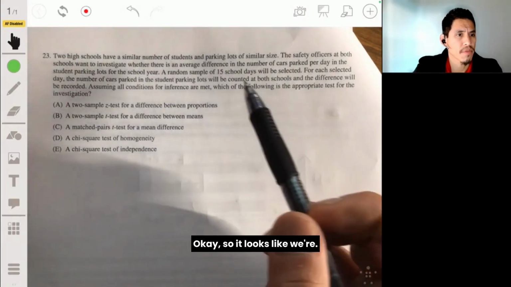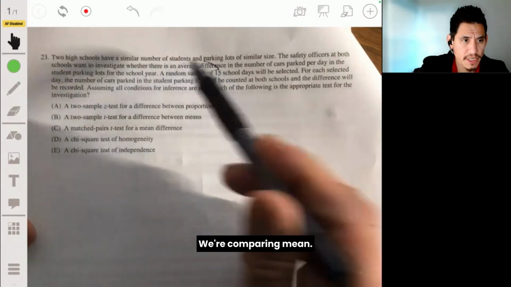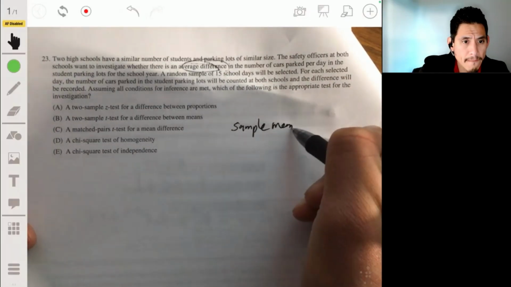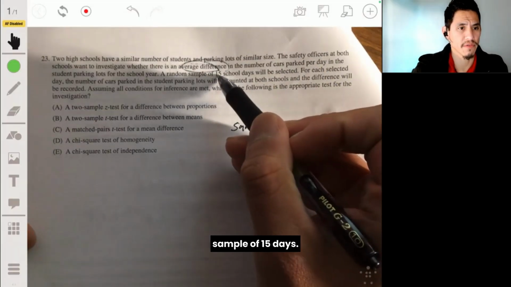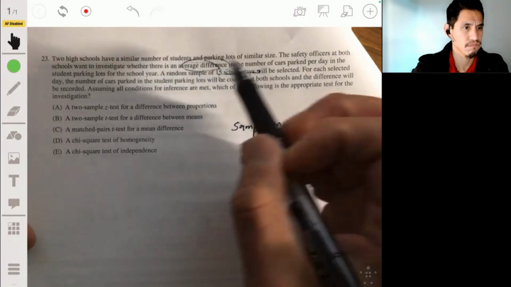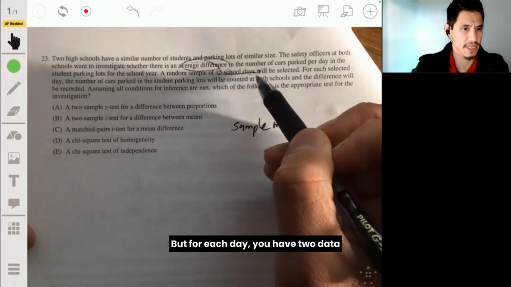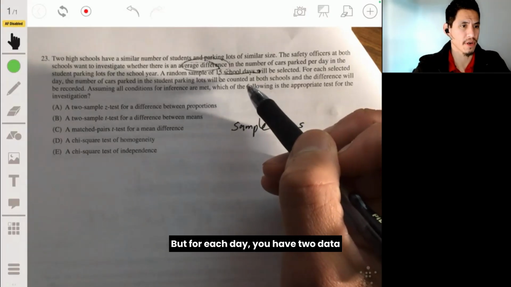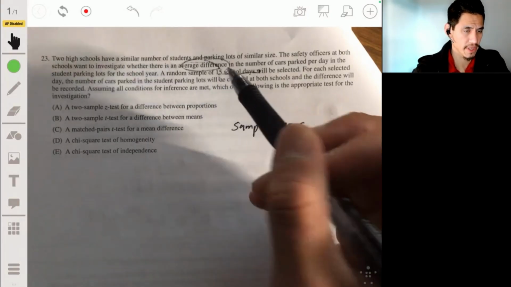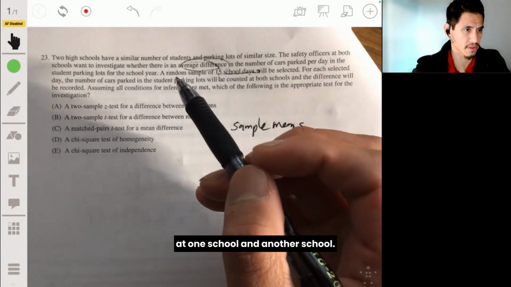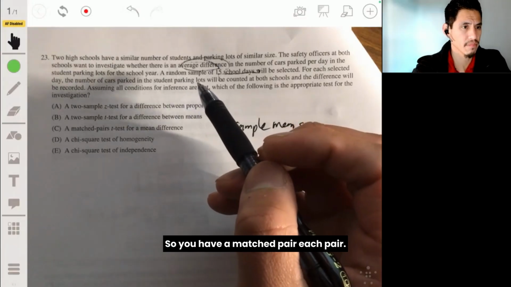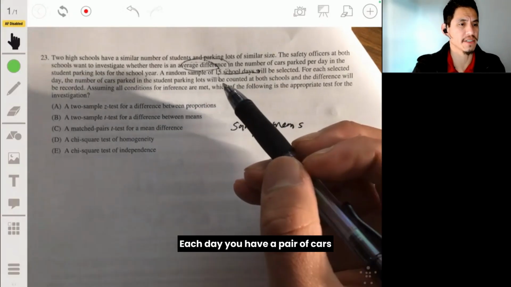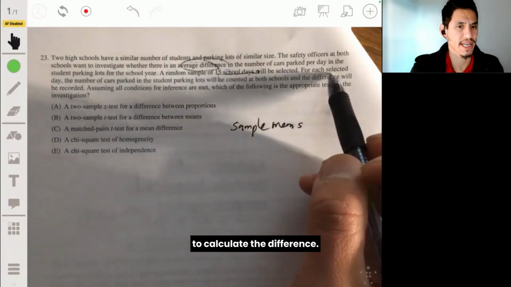Okay, so it looks like we're comparing means. So sample means, we're going to compare. And we're picking a random sample of 15 days. But for each day, you have two data points: the number of cars parked at one school and another school. So you have a matched pair. Each day you have a pair of cars that you're using to calculate the difference.